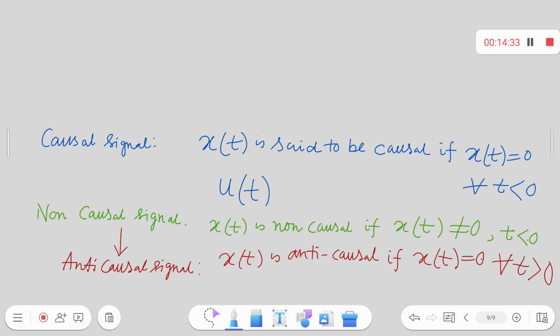So you understand what is meant by a causal signal. If the signal is not causal, then I call it non-causal. And within the bigger set of non-causality, I have a subset which is called anti-causal. That's the reverse of a causal signal. So let me give you some examples so you can understand.